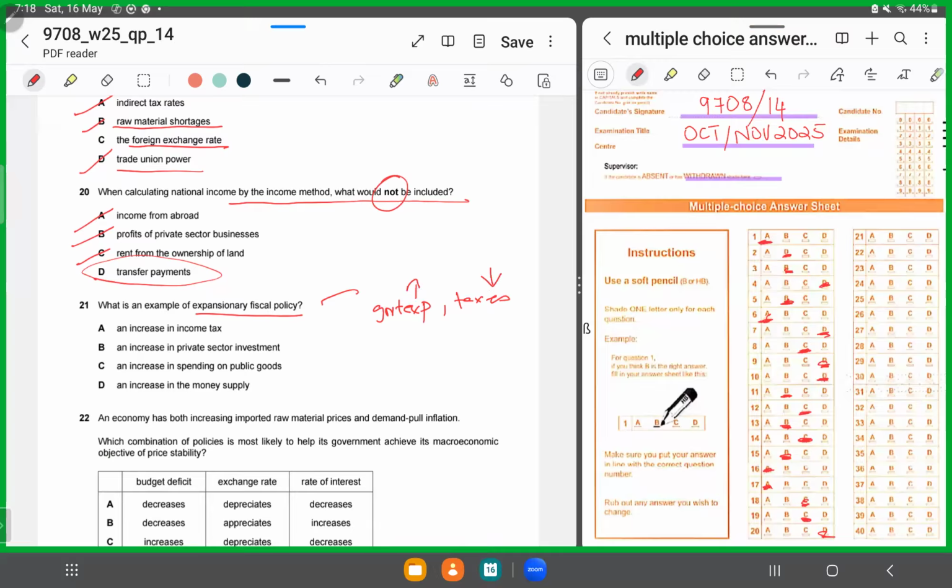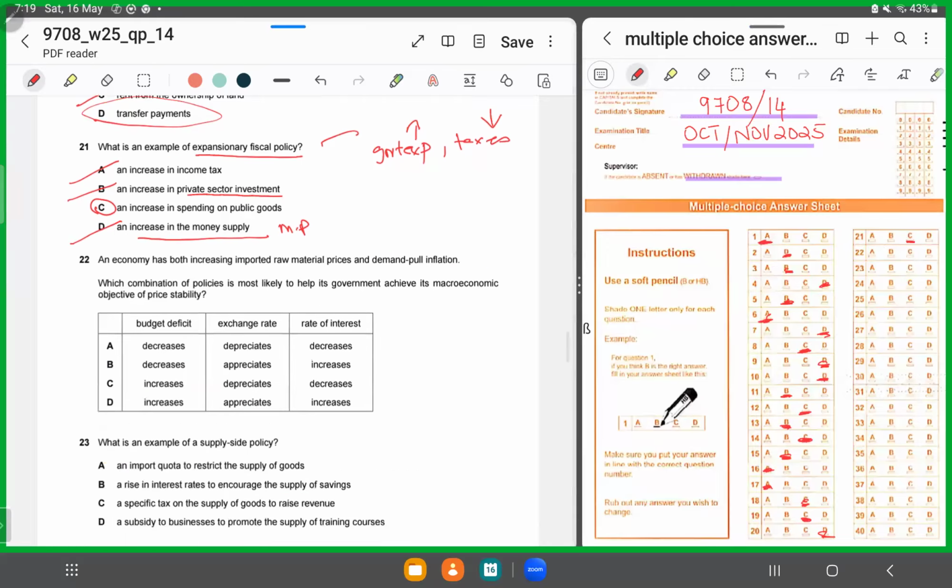An increase in income tax, no, that would be a contractionary fiscal policy. An increase in private sector investment, that doesn't talk about fiscal policy. An increase in spending on public goods, yes, that's the correct answer. An increase in the money supply, we are talking about monetary policy expansion. So it's not A, it's not B, it's not D, it has to be C. So for 21, we'll shade in C as the correct answer.